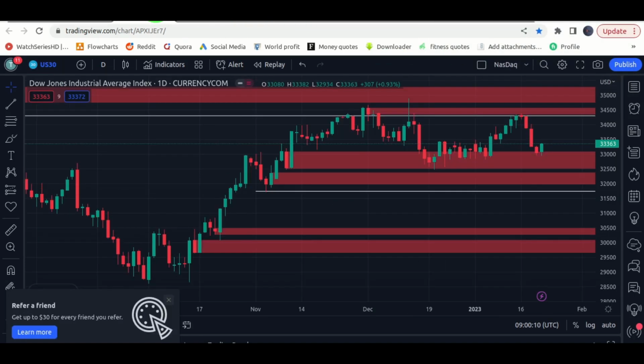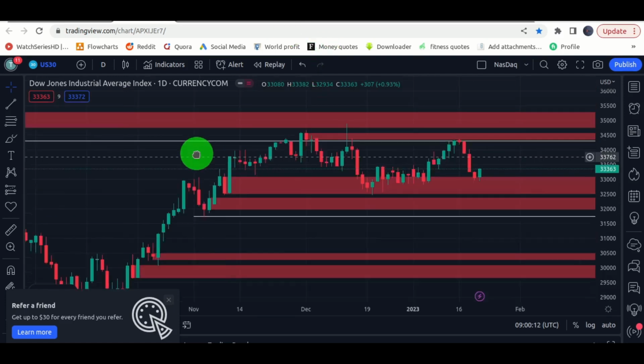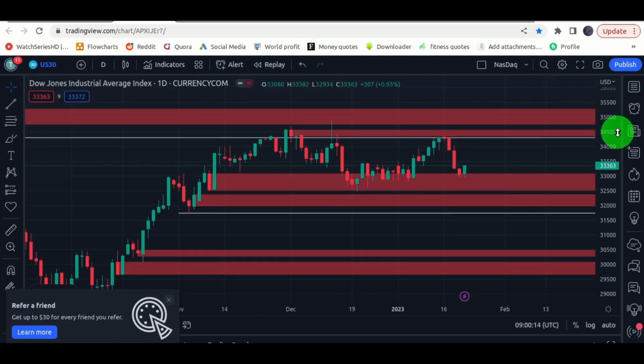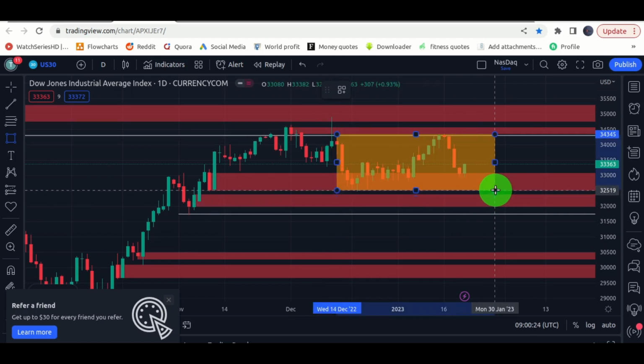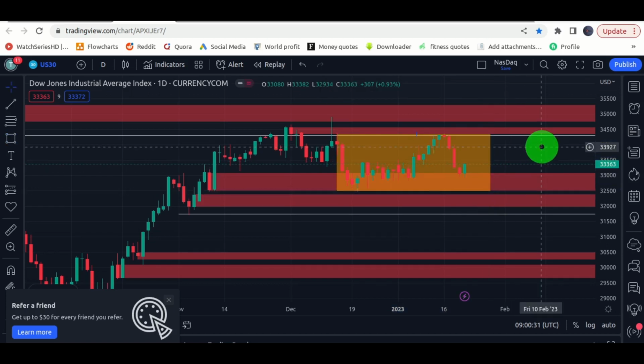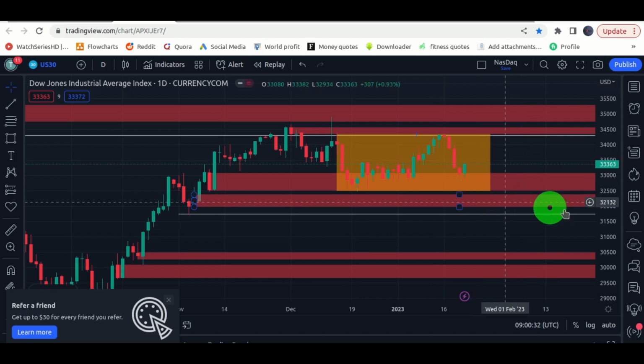Let's move to USDT. USDT is kind of ranging at the moment. Okay, let me mark this range here. So yeah, we are pretty much inside of a range on a daily.